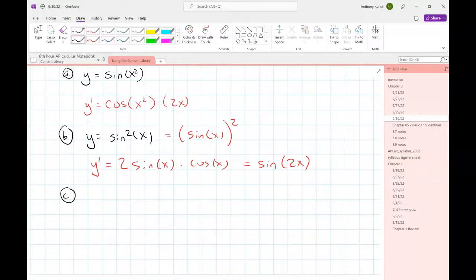Okay. So let's look at one of the reasons why the chain rule is so very powerful.